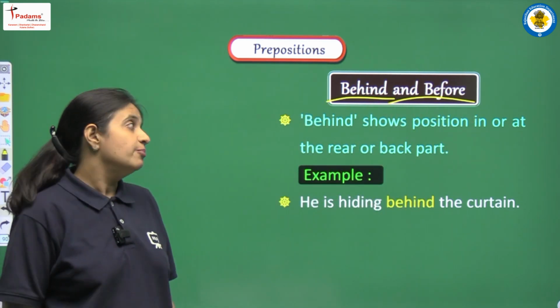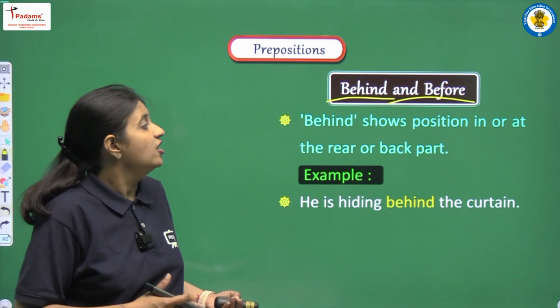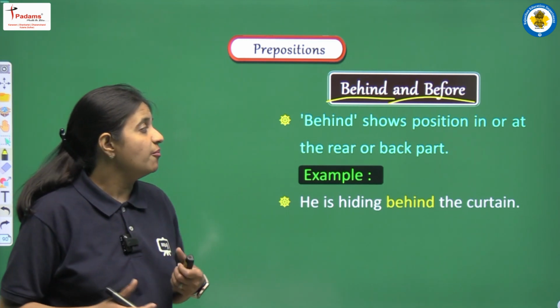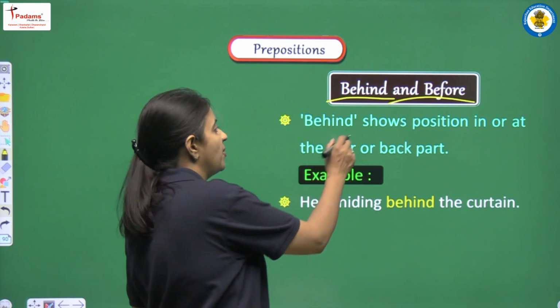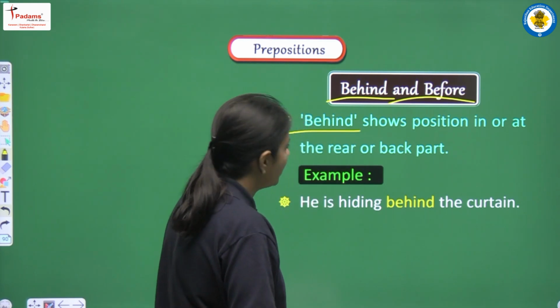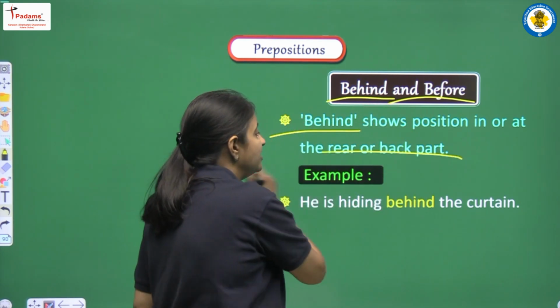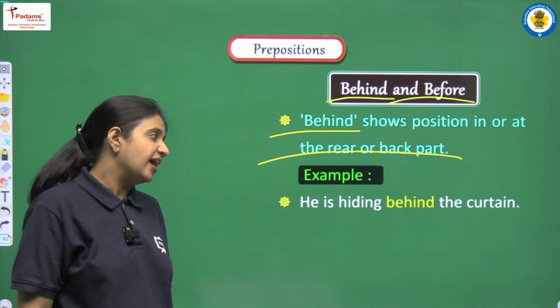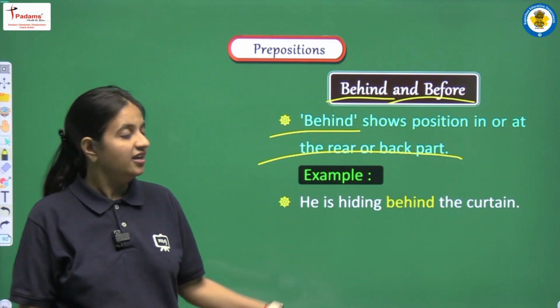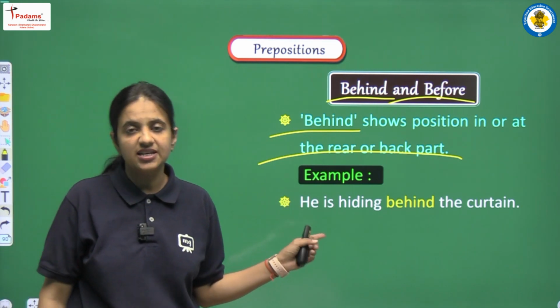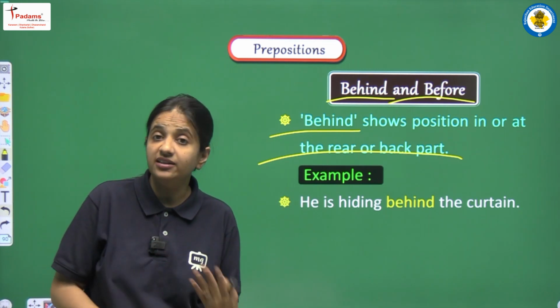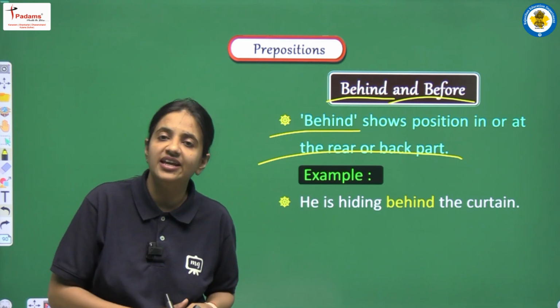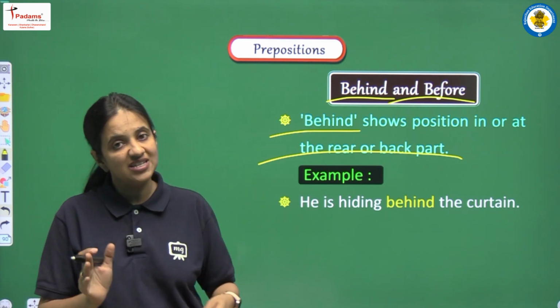Next preposition. So now let's talk about behind and before. Behind shows position in or at the rear or back part. So first of all, let's talk about behind. With the help of behind, we can show the position, that is where, at the back part. Let's see the examples. He is hiding behind the curtain. So here we are talking about one person, and he was hiding behind the curtain. पहले आगे curtain थे, and behind the curtain he was hiding.